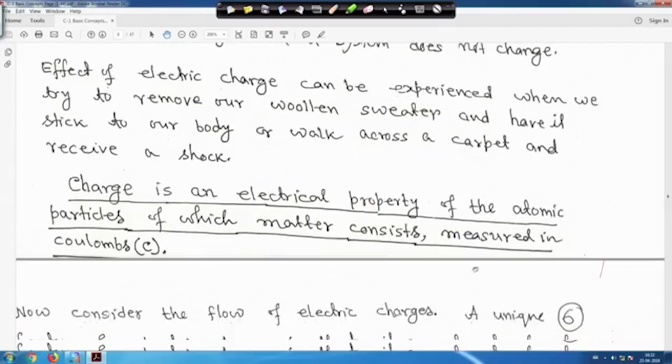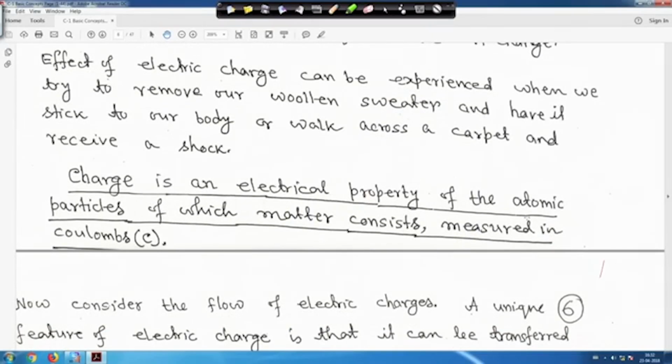Therefore, charge is an electrical property of the atomic particles of which matter consists, measured in coulomb. The unit of charge is the coulomb.